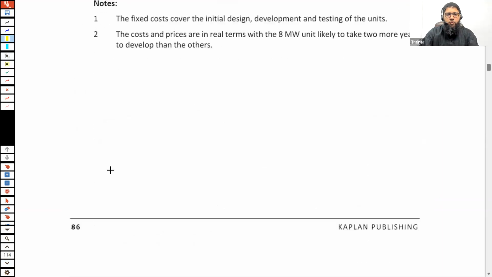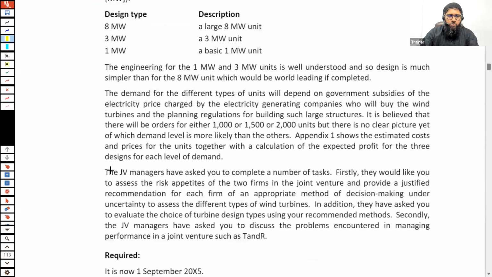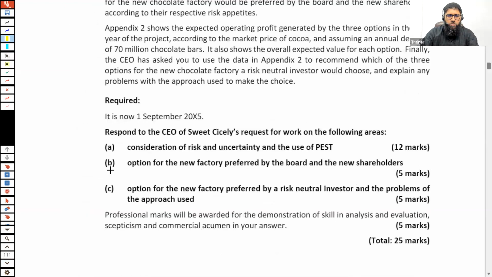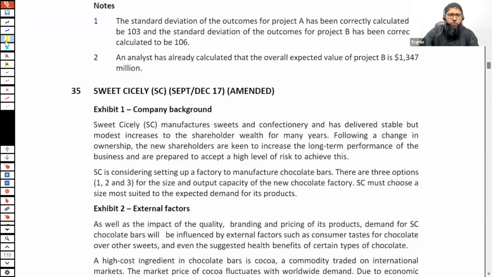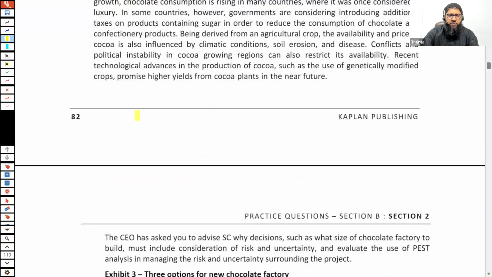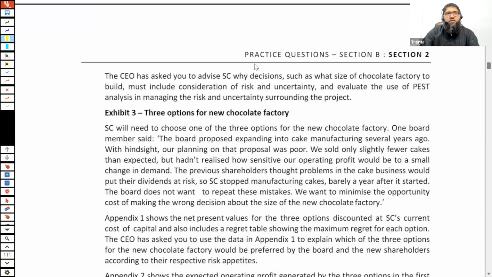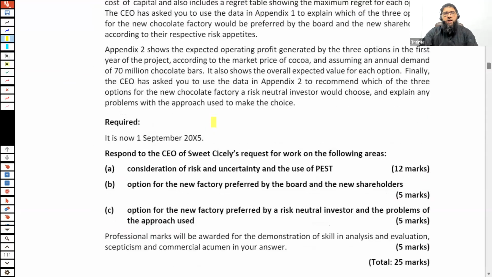I'll just share the revision kit with you people also. Page 35. So what I would want you people to do is to try and do this question. You could mark it out. Sweet Sicily is the name of the question. I want you people to do this question on your own. I'll be uploading the recordings pertaining to this specific question. I'll also share the link of the workings that I'm doing, whether in Excel or in Word, so that you could have an idea how to deal with it. I will share them with you in the group.